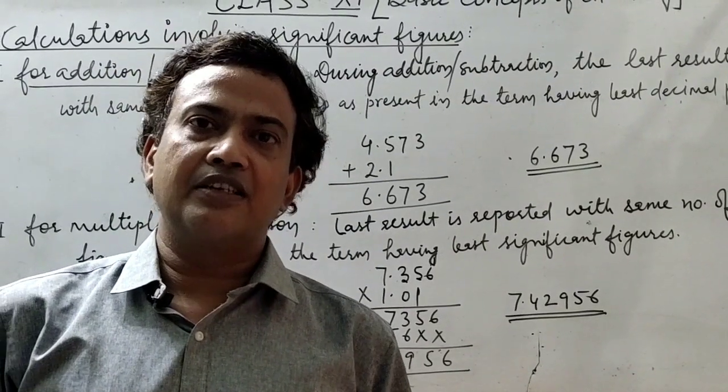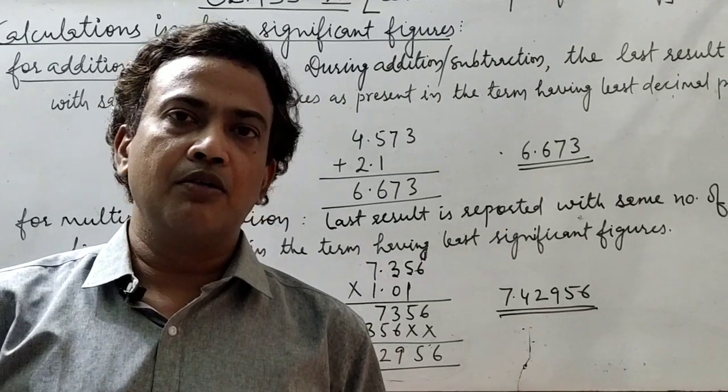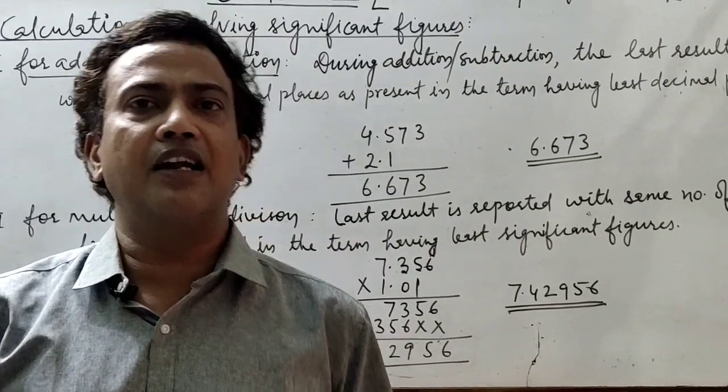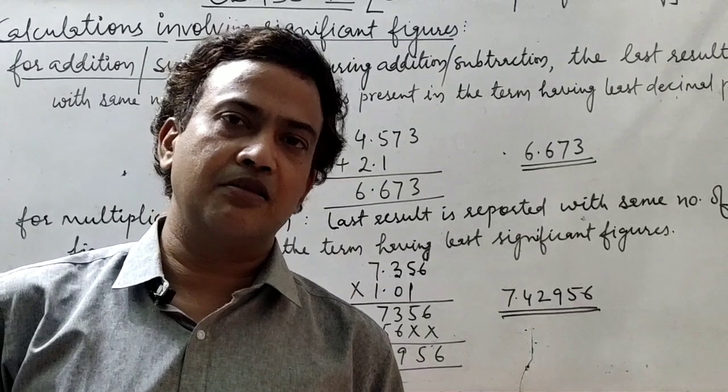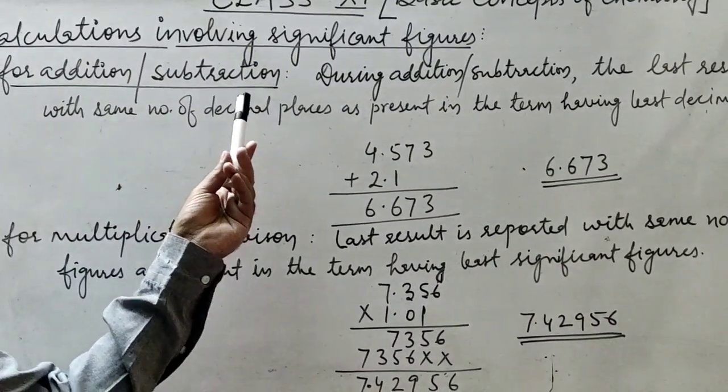Addition, subtraction, multiplication and division. There is one rule for addition and subtraction and another rule for division and multiplication. First, for addition and subtraction.